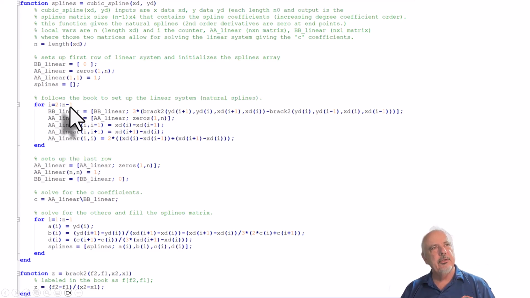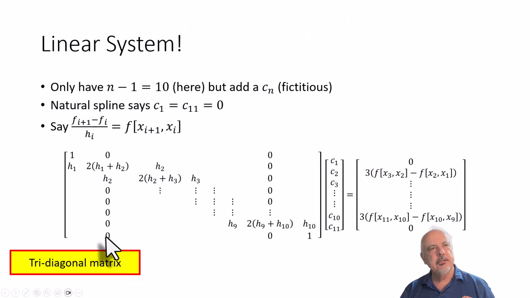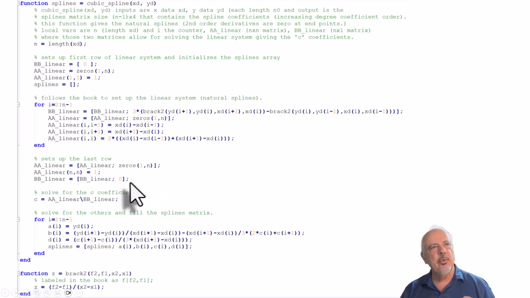And then I just go all the way till the next to the last row. So in our case, it'd be the 10th row. And then I finish up the 11th row, same kind of complementing what I did up here. Initialize it to all zeros for the A, put the bottom diagonal piece as 1, and then finish up with the BB linear of 0. So that takes care of that bottom row equals 0. So it would give me my C11 in this case. And then I just use the left-hand divide and solve for my C's.